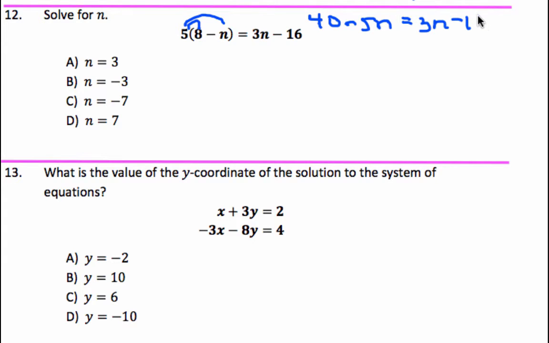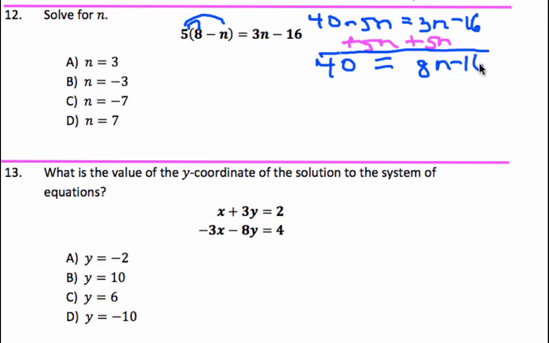Now, we want to get the n's, like we said, on one side of the equation. We want n equals a number. We don't want n equal n. So let's begin by adding 5n to both sides. After we do that, we'll have 40 equals 8n minus 16.